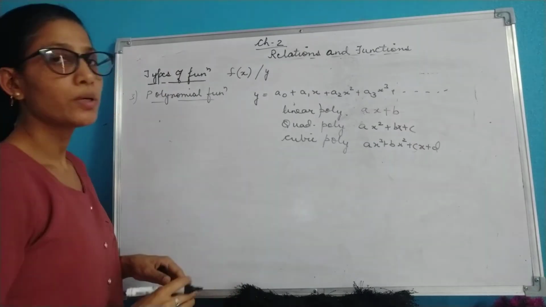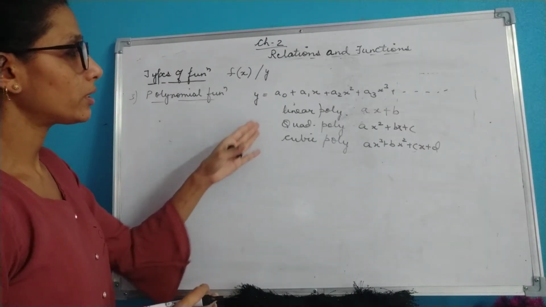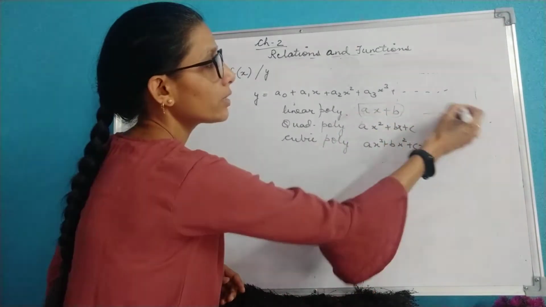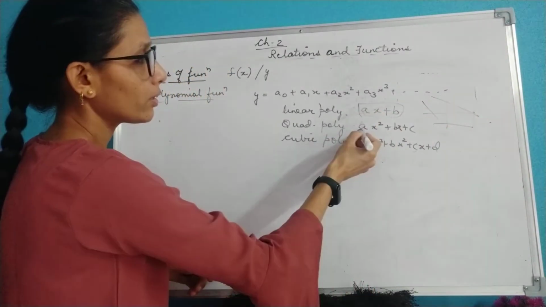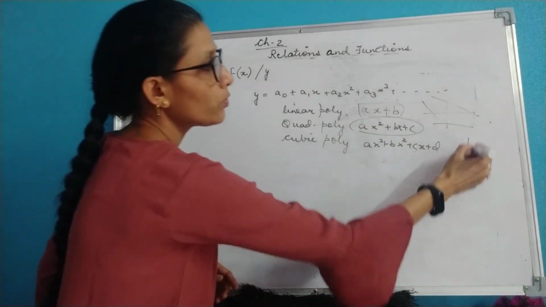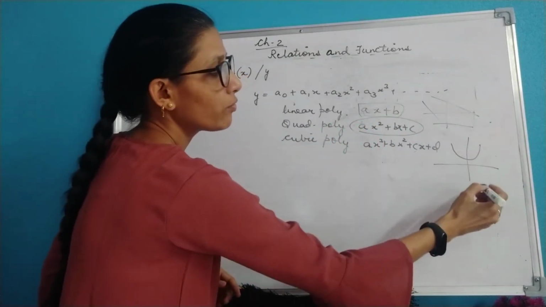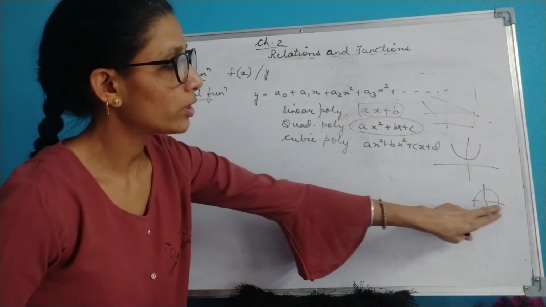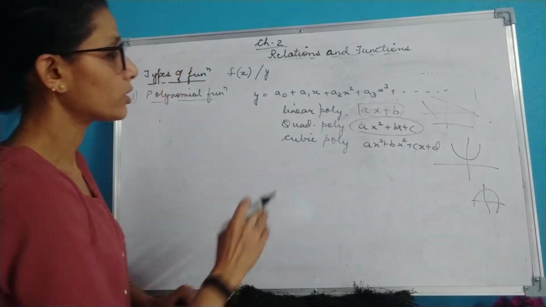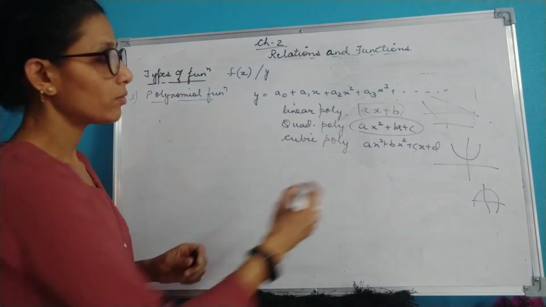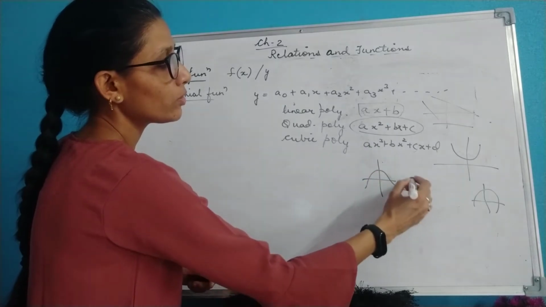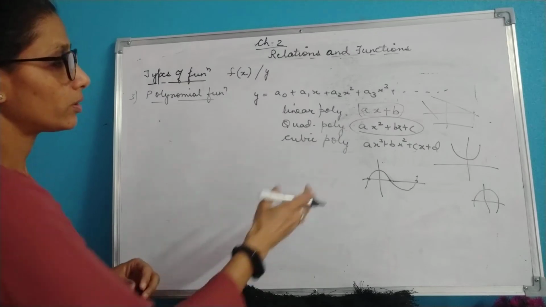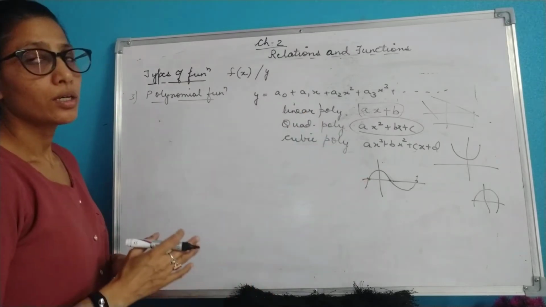So if I talk about graphical representations of these polynomials, then in a linear polynomial we always get a straight line in any way. In your quadratic polynomial, you will be getting a parabolic form, either this way or this way. So you will get intersection on the x-axis at 2 points. Your cubic polynomial will be again a graph which will cut your x-axis at 3 points. So different ways are there to represent a polynomial.